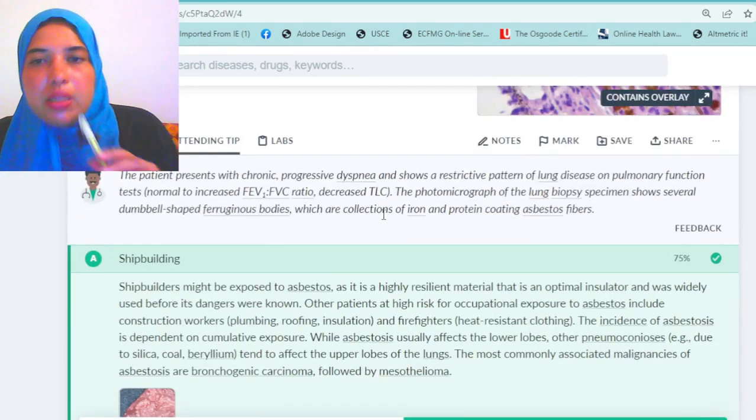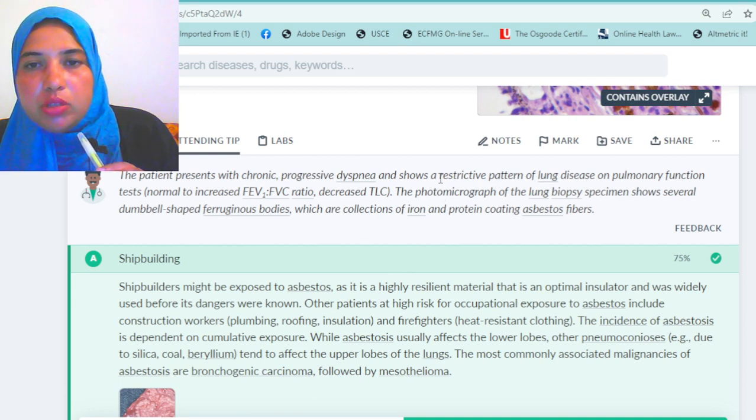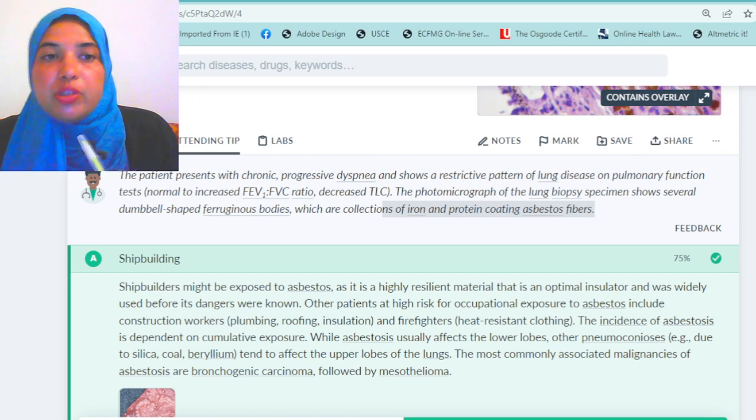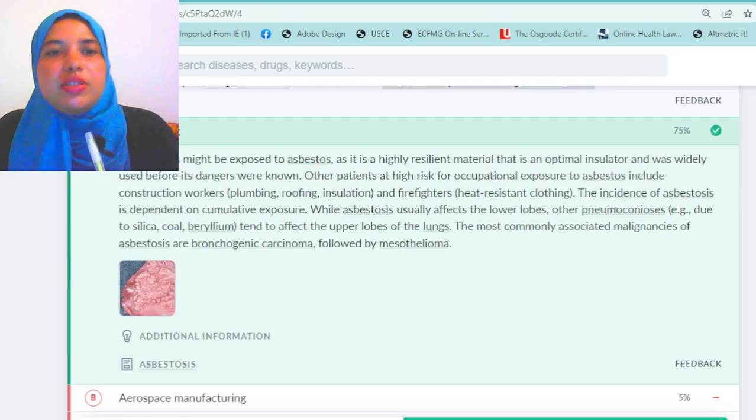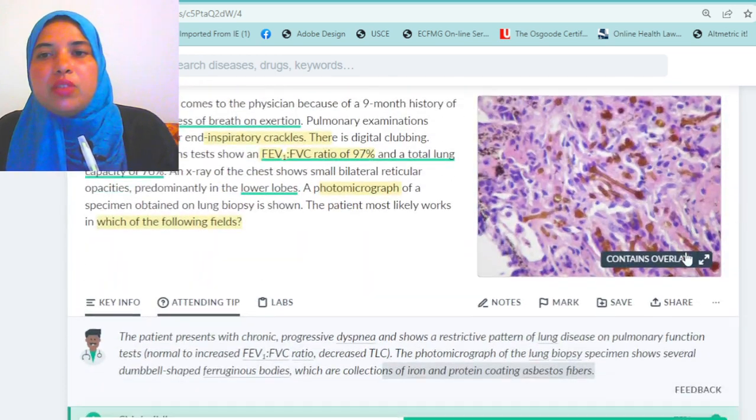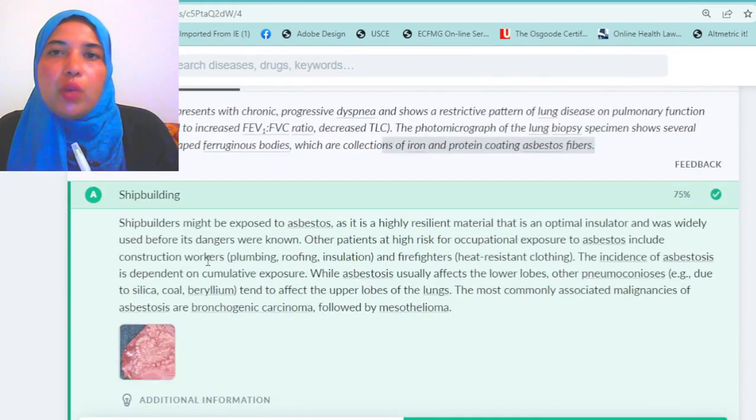The attending tip in this particular example was what it's telling you is you have a restrictive pattern of lung disease. The photomicrograph shows several dumbbell ferruginous bodies, which are collections of iron and protein coating asbestos fibers. So that should have been enough for you to know what the correct answer is. And that definitely is. So you can see the iron, the dumbbells, they tell you it's asbestos. So you just had to know what he worked as, which is shipbuilding, okay?